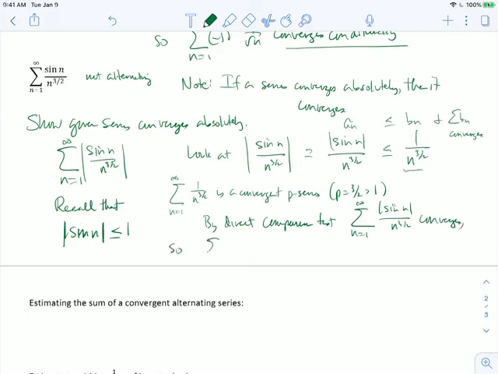So what that tells me is that summation n equals 1 to infinity sine n without the absolute value symbols over n to the 3/2 converges absolutely. And so it also just simply converges.